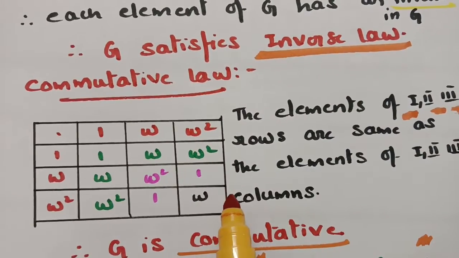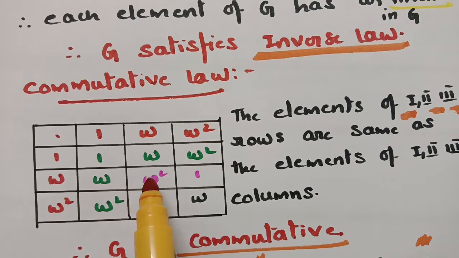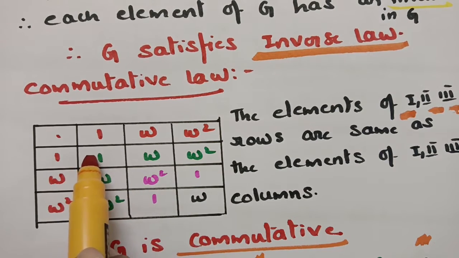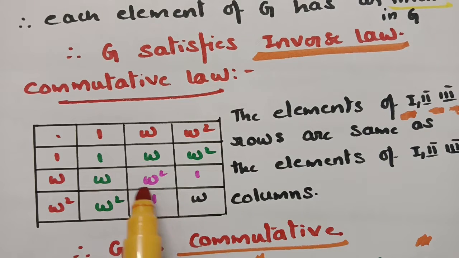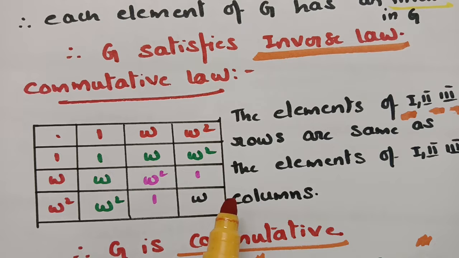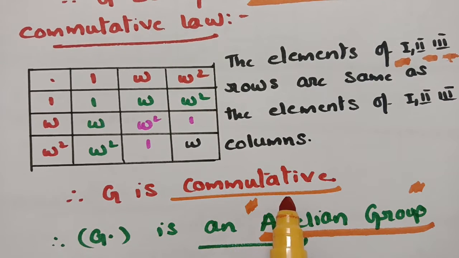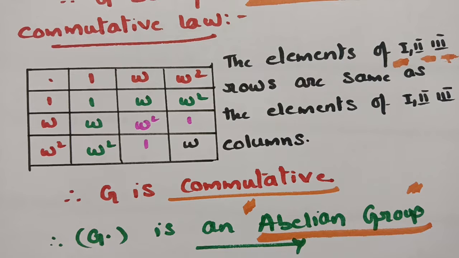And next one is the commutative law. From the composition table, we observe that the elements in the rows equal the elements in the columns, and therefore it satisfies the property A into B is equal to B into A, and therefore G is commutative. So if it satisfies closure law, associativity, identity, inverse, and commutative law, all the 5 properties are proved, and therefore we say that G dot is a finite abelian group.